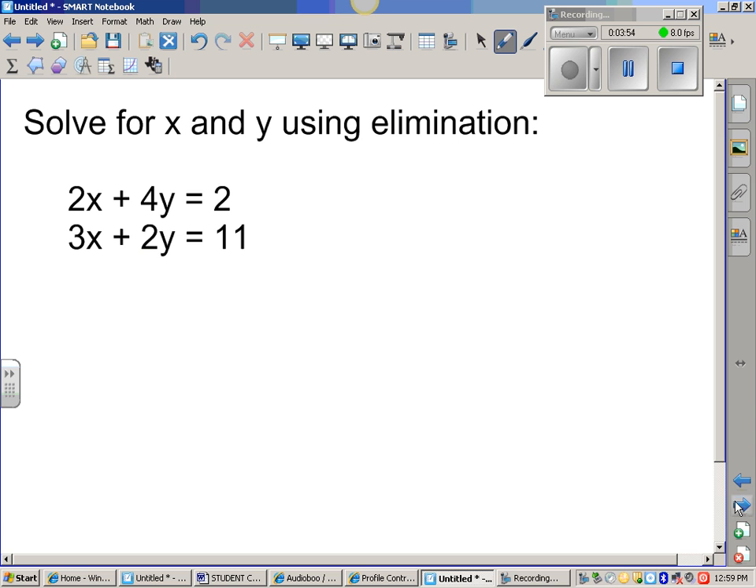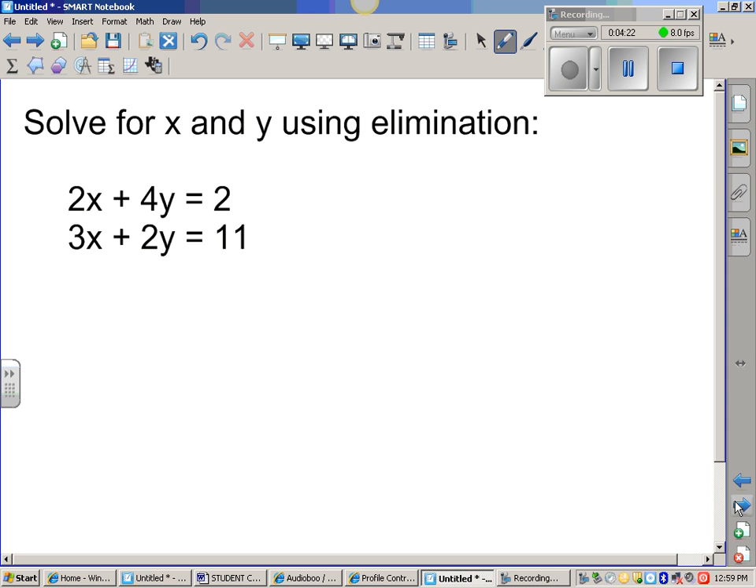Now we're going to do systems of equations using elimination. What's the other word for elimination? Opposites. Do you have an opposite? No. So we have to make one. We're going to do the y's. We're going to multiply 2y by -2, so it turns out as -4y.